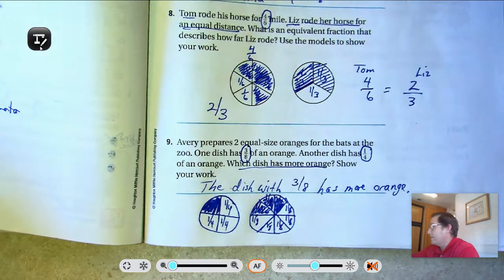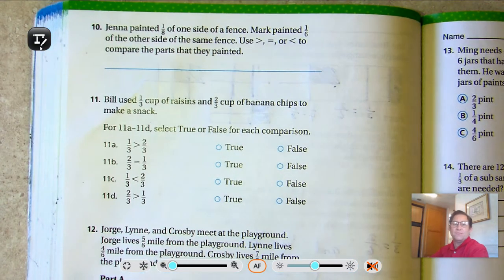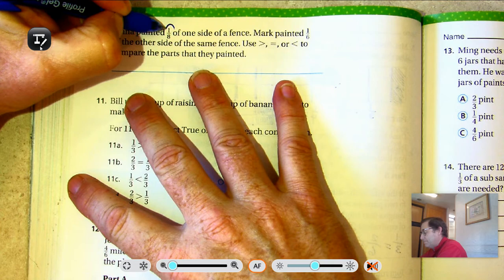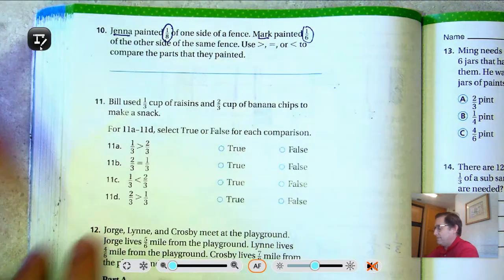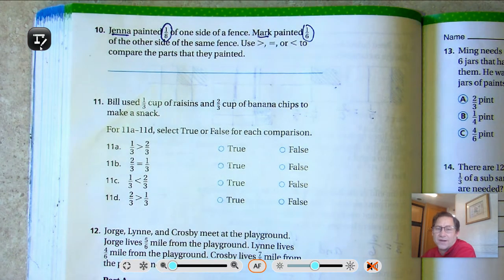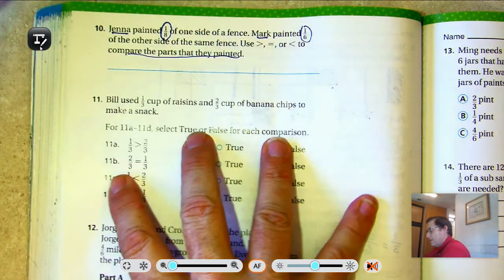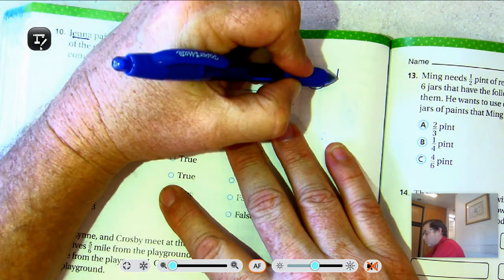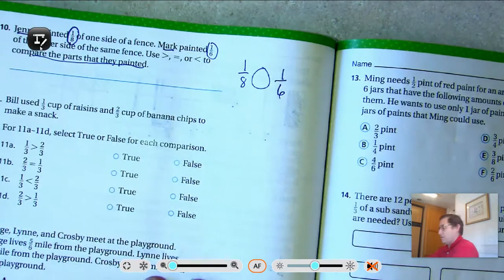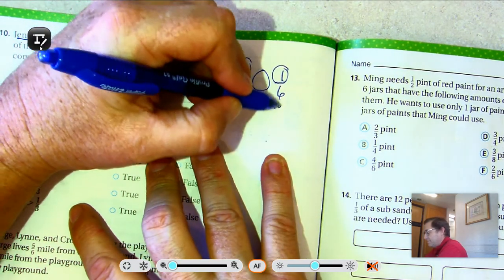All right, page 400, number 10. Jenna painted 1/8 of one side of a fence. Mark painted 1/6 of the other side of the fence. Use greater than, equal, or less than symbols to compare the parts they painted. So we are comparing 1/8 to 1/6. Well, the numerators are the same, so I'm going to use the same numerator strategy.